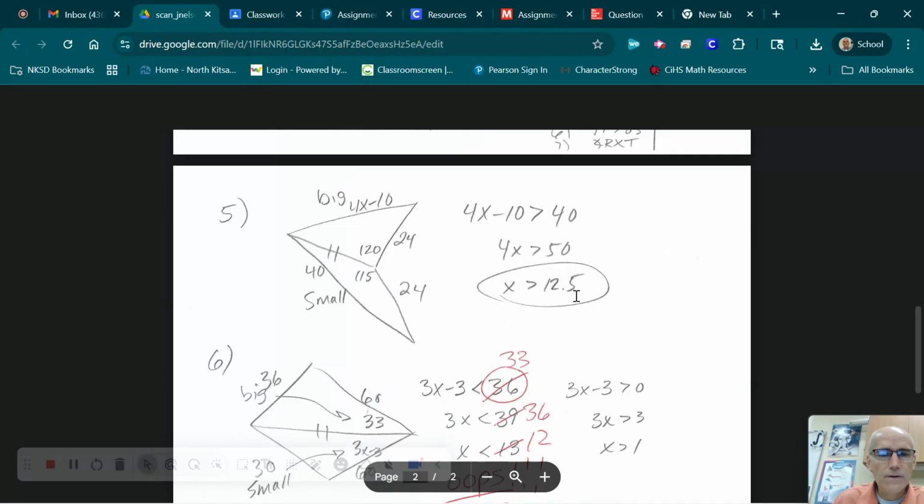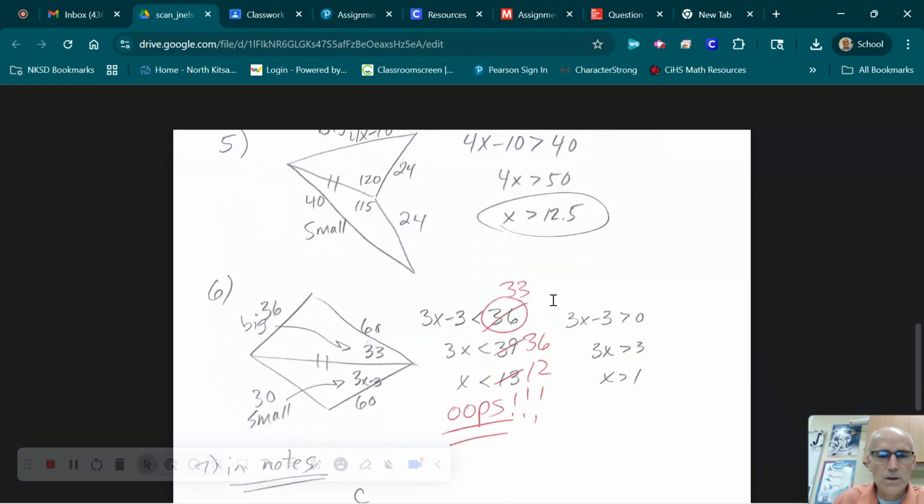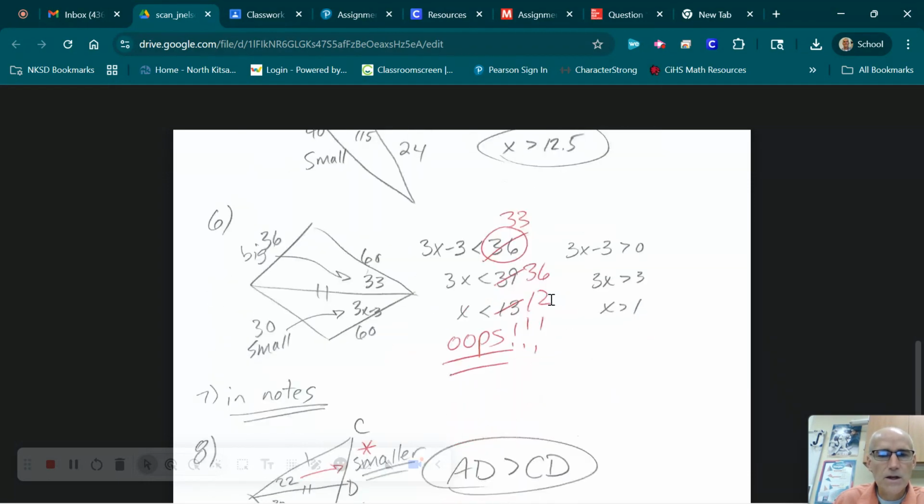Number 5, they had a drawing. They had to make a conclusion about the inequality, and then they solve for x. That was fabulous. 6 is the same kind of thing. Oh, look at this. I love this. They accidentally copied down the wrong number over here. They put a 36 instead of a 33. Then when they solved their inequality, they got the wrong answer. They noticed it was the wrong answer, and so they crossed it out and made a note of that.